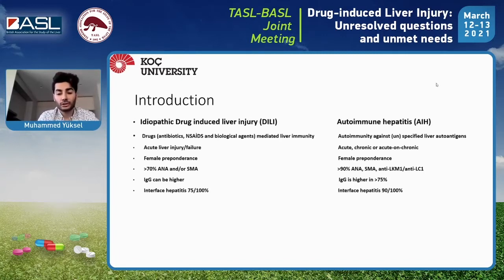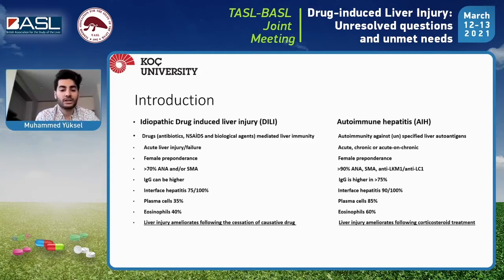Now, pertaining to the liver histology, interface hepatitis, which is actually a hallmark of AIH, is also present in DILI in up to, well, all patients actually, depending whether you are talking about a hepatitic DILI or cholestatic DILI. And plasma cell infiltration as well as eosinophils can be found within the livers in both conditions, though with a different proportion.